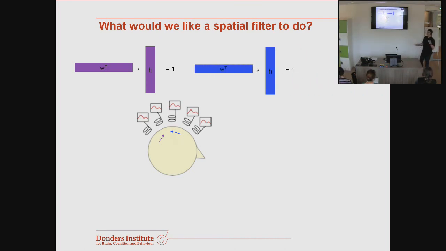And you want to do just the same for the blue source here. You might have some other sources, but what you don't want is for the output of the purple source, the weight of the purple source times the lead field of the blue one, to be anything other than 0. This is what you want.